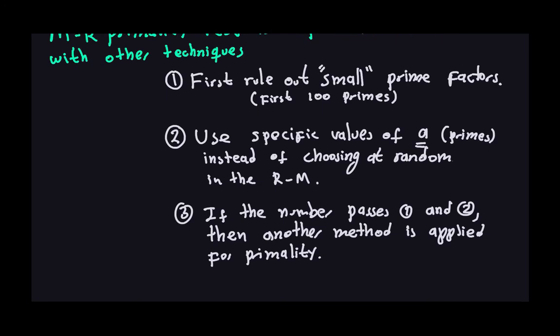Now, remember the Miller-Rabin algorithm. We choose an a uniformly random between 2 and the number minus 2. Instead of doing that, usually the implementation will use specific values of a instead of choosing them at random. What you usually want to do is choose a to be a prime number. That reduces a little bit of computation too.